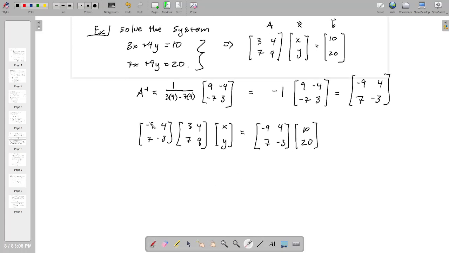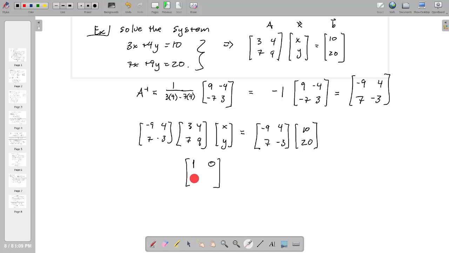Now, these two multiplying together should give you the identity matrix, I2 specifically. And we can make sure of that. Negative 9 times 3, negative 27, plus 4 times 7, which is 28. That gives us a 1. First row, second column: negative 9 times 4, plus 4 times 9, that gives us 0.